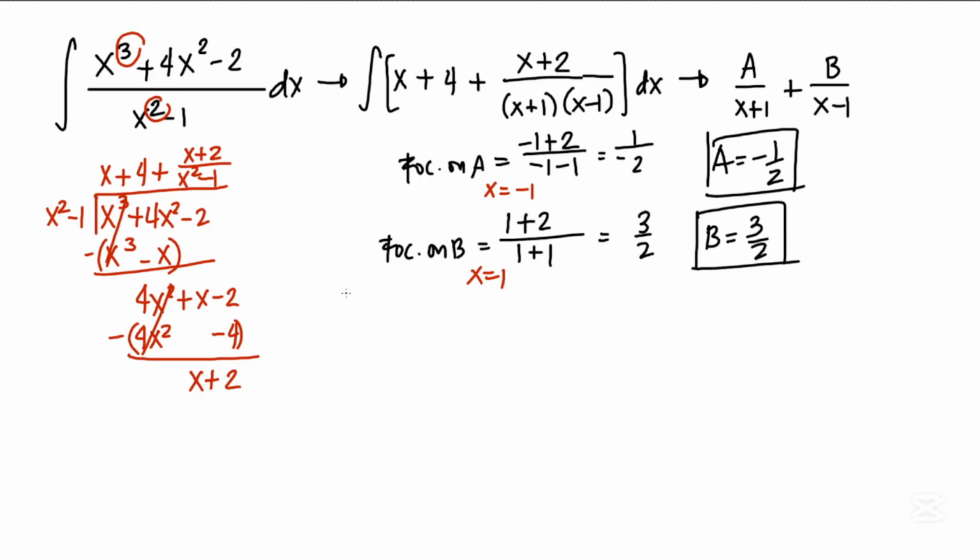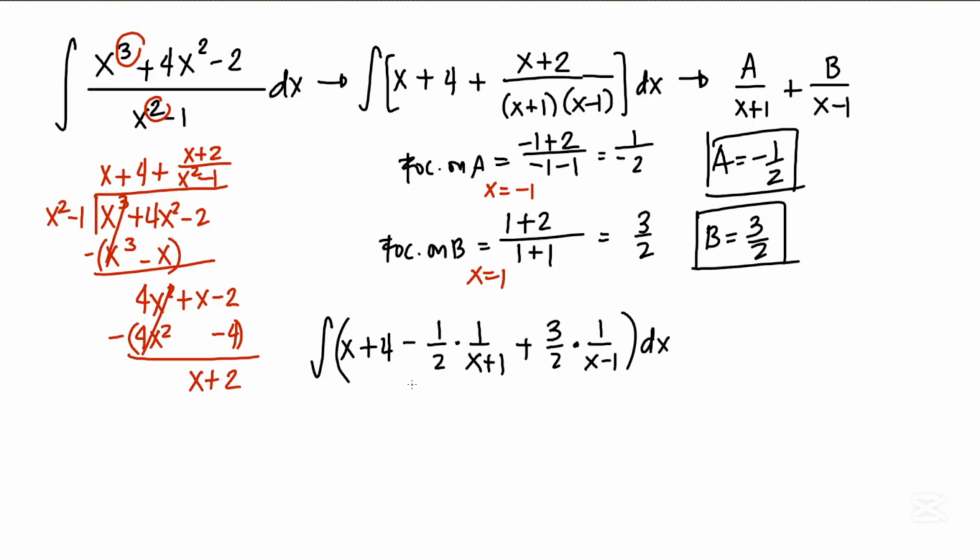Now, as observed, we are actually integrating x plus 4 plus, negative 1 half times 1 over x plus 1 plus 3 over 2 times 1 over x minus 1, and all of them dx. Focus on each term when you're integrating. The integral of this expression is x squared over 2 plus 4x. Negative 1 half is a constant.